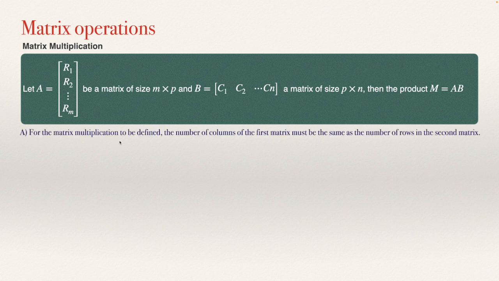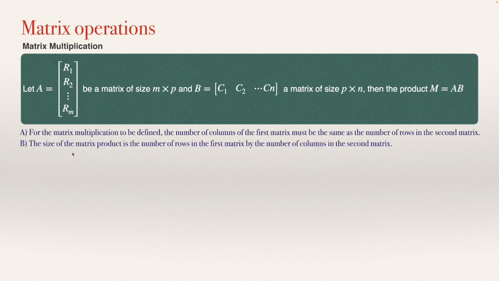For the matrix multiplication to be defined, the number of columns of the first matrix must be the same as the number of rows in the second matrix. Second, the size of the matrix product is the number of rows in the first matrix by the number of columns in the second matrix. So the first thing tells me when I can make a multiplication, but the second tells me what will be the size of the product.